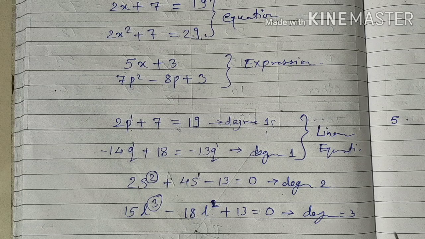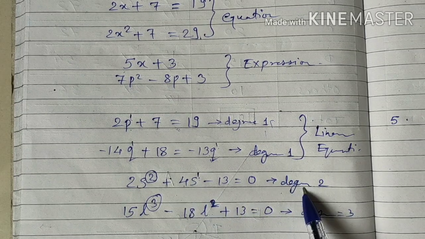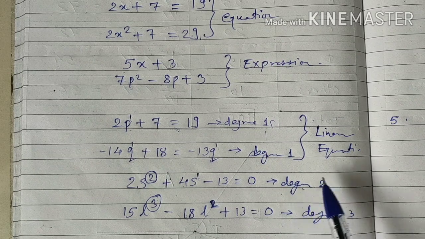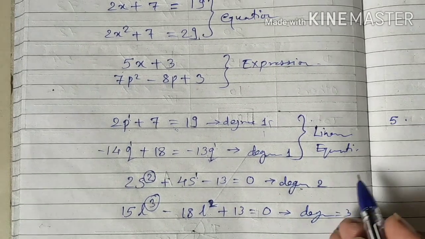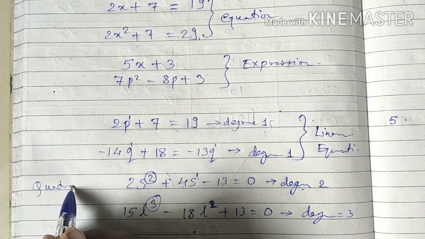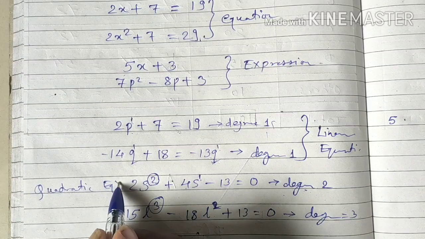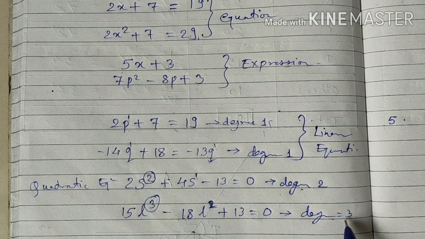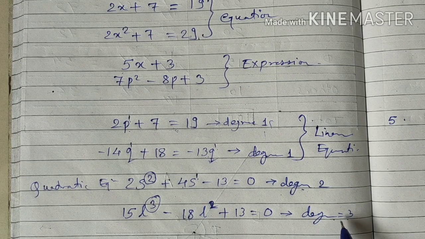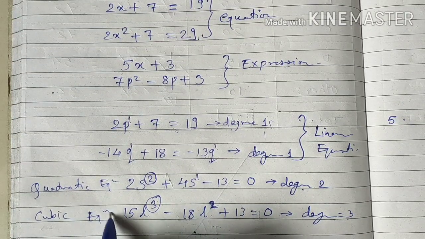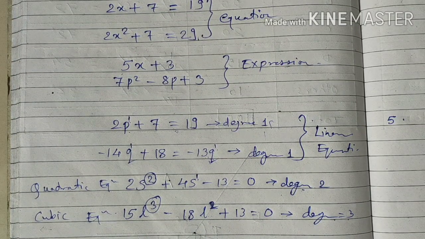Is that clear? Now here the degree is 2, so it is not a linear equation, but it has a special name. If the degree is 2, it is called a quadratic equation. What is the degree here? 3. If the degree is 3, it is not a linear equation, but it also has a special name, that is cubic equation. Understood everyone? I hope all of you have understood this.